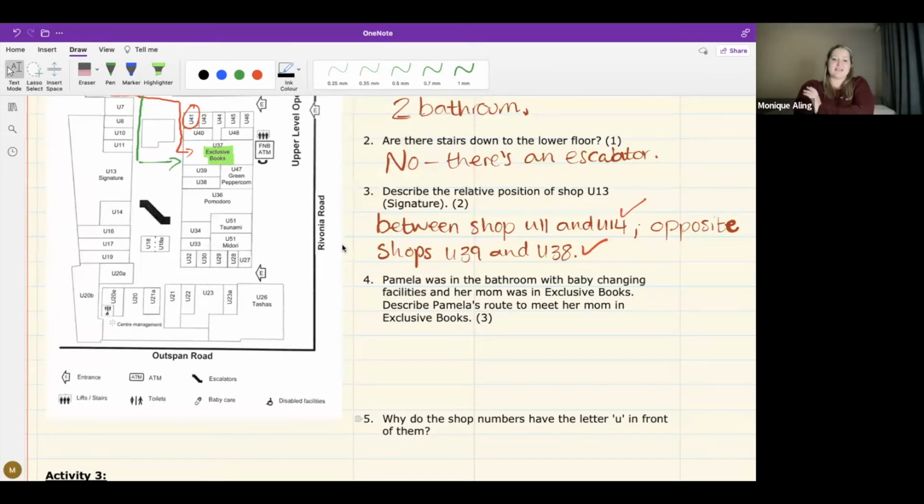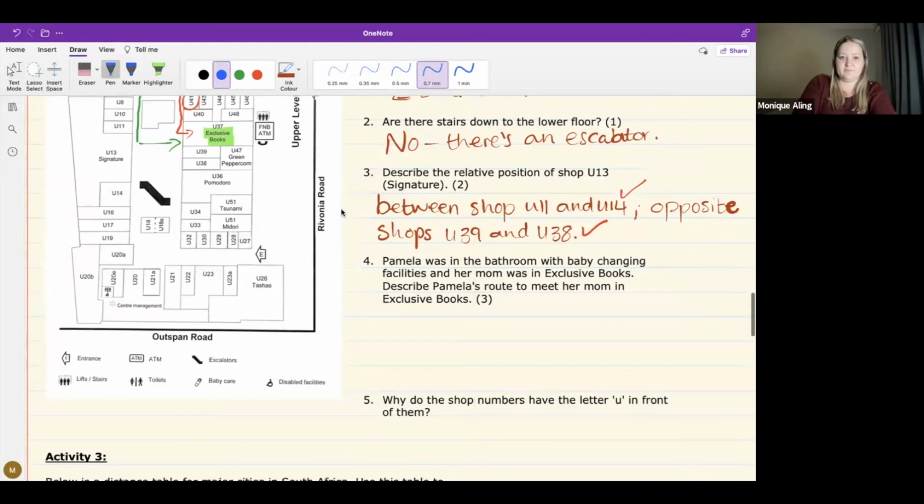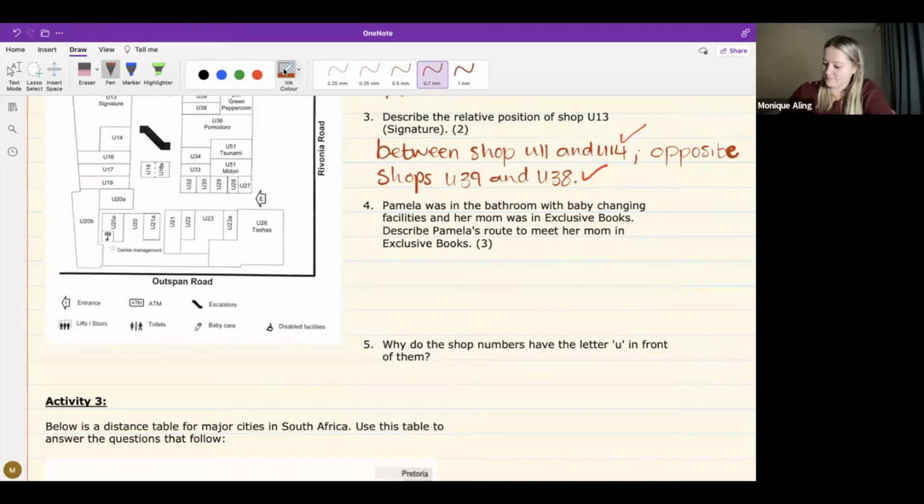Thank you, Lesego. Well done. It represents upper level. It indicates that we are on the upper level. Well done. Okay, I think you guys handled that well. Whenever you get maps of centers or street maps, you're bound to get a directions question. Okay, giving directions to certain points.